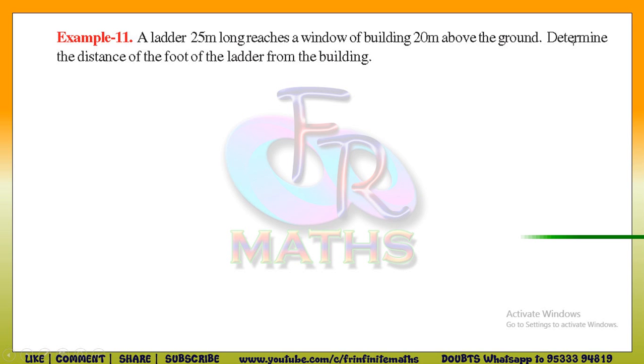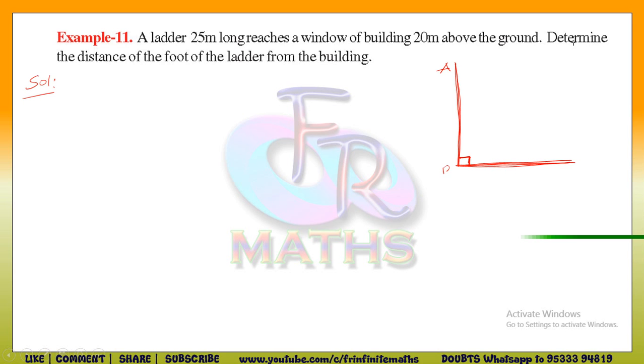So the question given is, there is a ladder. How will you keep a ladder? Whenever you have the horizontal, that is nothing but earth. Earth is generally represented with a horizontal line, and the building is always vertical to the earth. That means they make a 90 degree angle with each other, that means it is perpendicular. So if this is my ground and this will become my building, right?